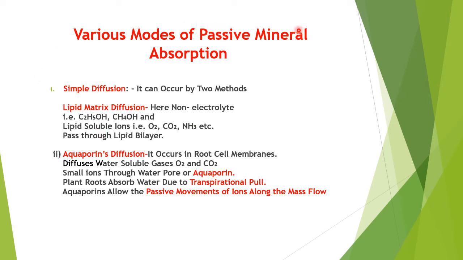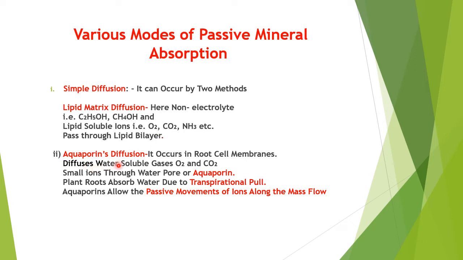Various modes of passive mineral absorption in plants are: there can be simple diffusion. It can occur by two methods. It can cross by lipid matrix diffusion, as here non-electrolytes like ethyl alcohol, methanol, and lipid-soluble substances like oxygen, carbon dioxide, ammonia, etc. pass through the lipid bilayer. It is a simple diffusion as per the gradient.